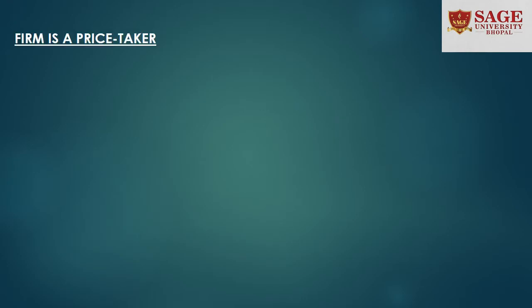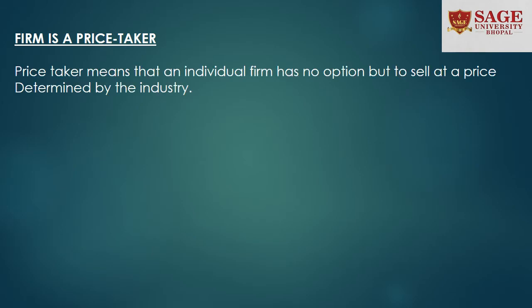Under perfect competition, a firm becomes a price taker. Price taker means that an individual firm has no option but to sell at a price determined by the industry. Under perfect competition, an individual firm cannot influence the price on its own, as its share in the total market supply is negligible. Therefore, a firm plays no role in price determination. It can affect neither the supply nor the demand of the market.